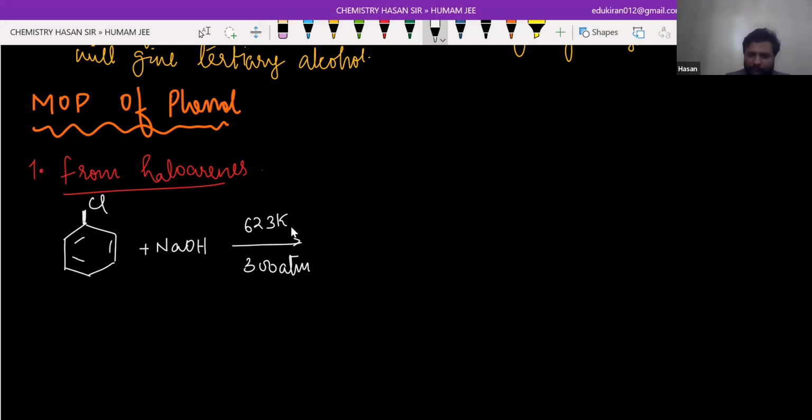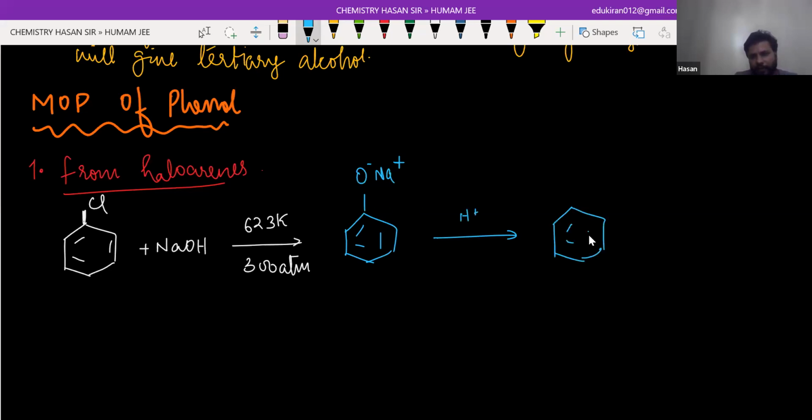That's why we have to take very extreme conditions, like very high temperature and very high pressure. So this chlorine is replaced by this, and it forms phenoxide ion like this. After this, you are going to treat this with H plus, so this Na plus will be replaced by H, and it becomes OH, phenol. You can treat this with HCl, so it will be converted into phenol. So this is the first preparation for phenol, and this is very easy.